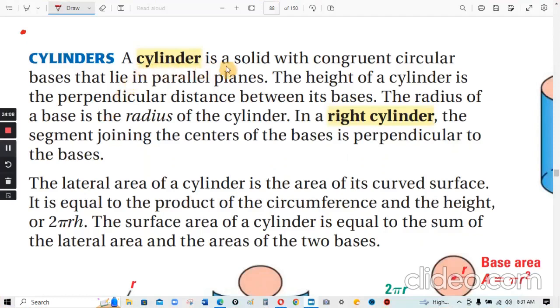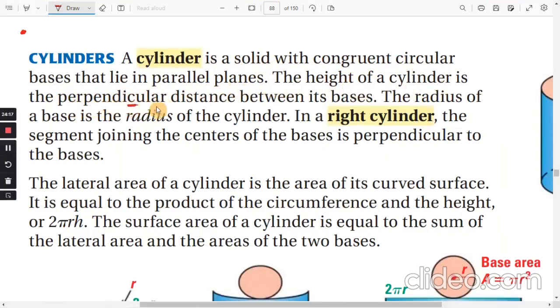A cylinder is a solid with congruent circular bases that lie in parallel planes. The height of a cylinder is the perpendicular distance between its bases. The radius of the base is a radius of the cylinder. In a right cylinder, the segment joining the centers is perpendicular to the bases.